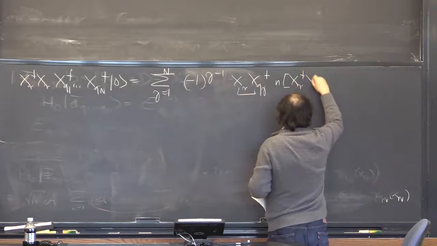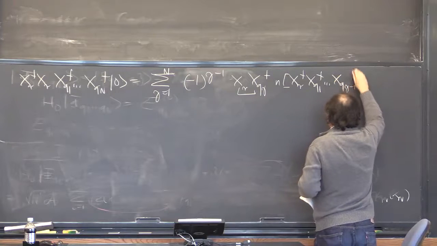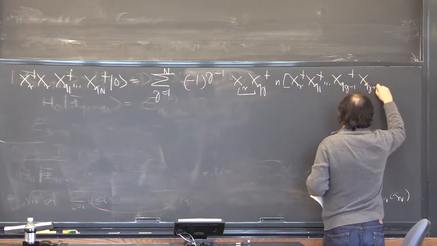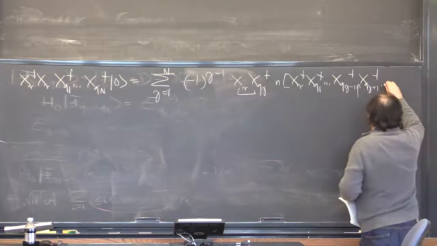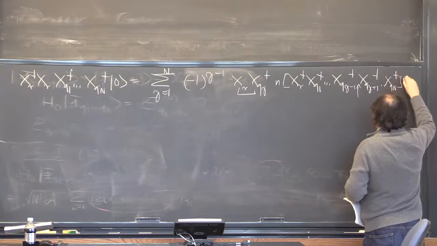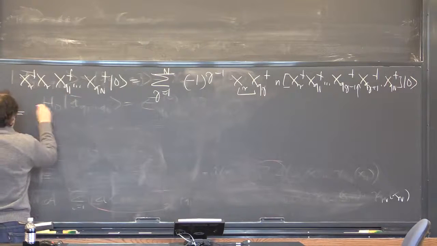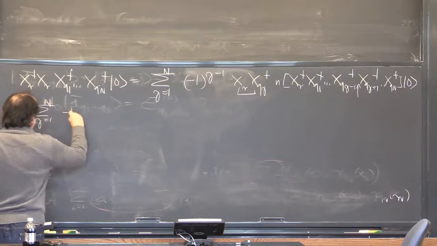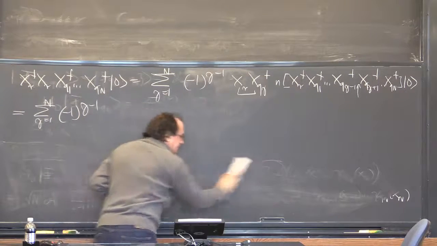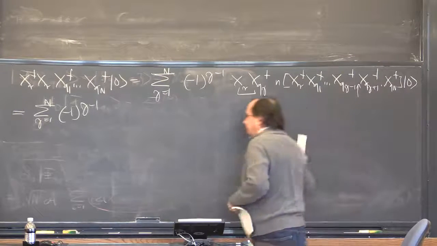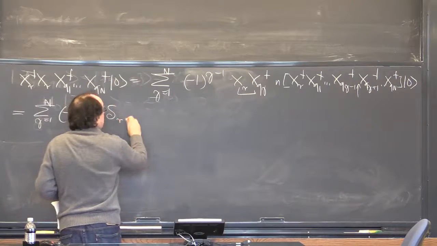So I have X_R dagger, X_Q1 dagger. Then we have X_Q gamma minus 1 dagger, X_Q gamma plus 1 dagger. This is the place from which X_Q gamma dagger originated. And then we have X_Q n dagger, all of this acting on the vacuum. Well, so then continuing, we have a summation over gamma from 1 to n. We have this phase factor, minus 1 to the gamma minus 1. Well, the value of this contraction is the canonical delta, delta r q gamma.